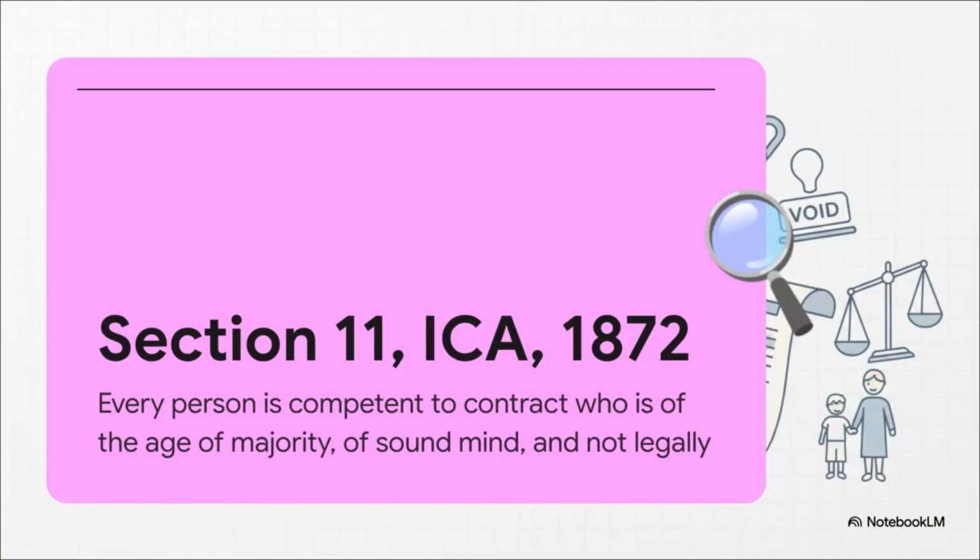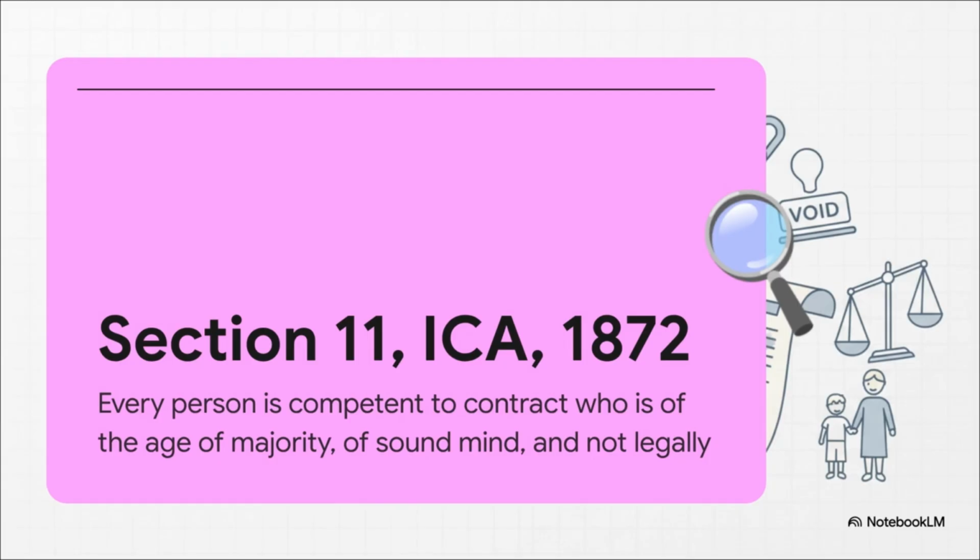Let us read Section 11 of the Indian Contract Act 1872 verbatim. "Every person is competent to contract who is of the age of majority according to the law to which he is subject, and who is of sound mind and is not disqualified from contracting by any law to which he is subject." This section lays down three essential conditions for competency.